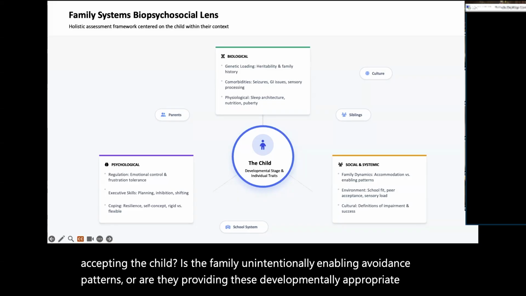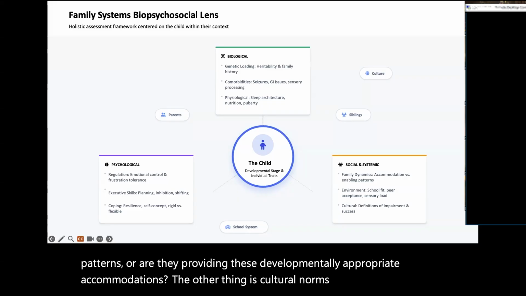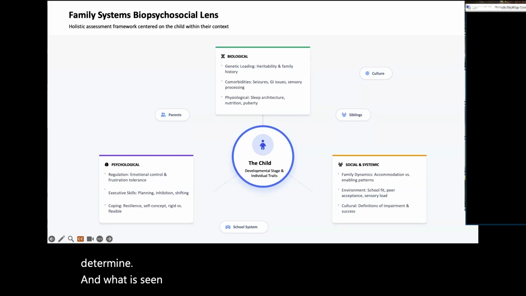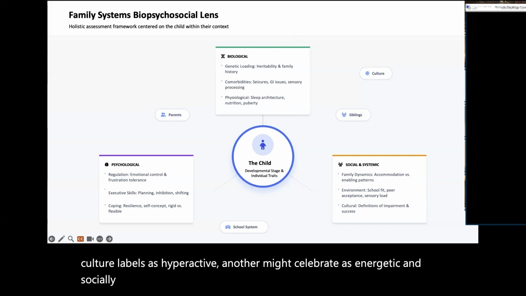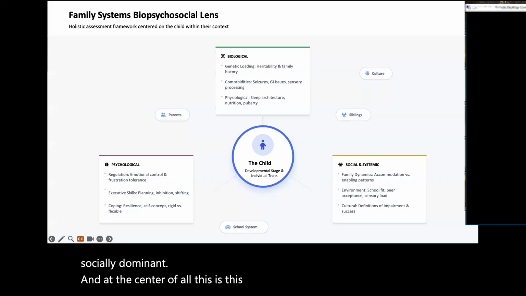The other thing is cultural norms, which tend to determine what is seen as an impairment versus a simple difference. What one culture labels as hyperactive, another might celebrate as energetic and socially dominant. And at the center of all this is this child. Who are they developmentally?